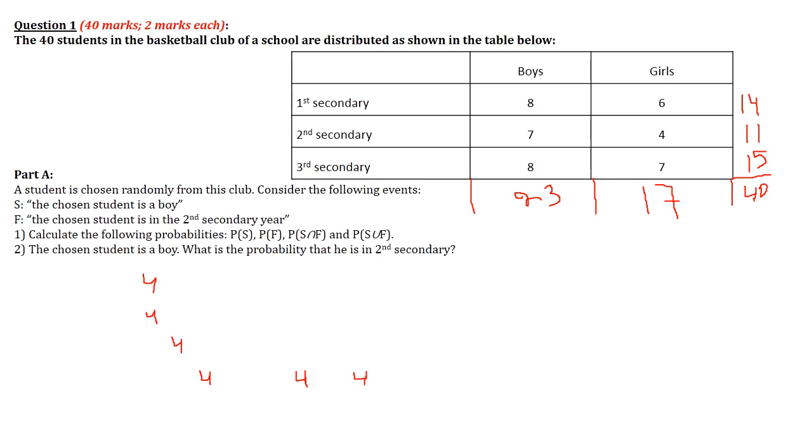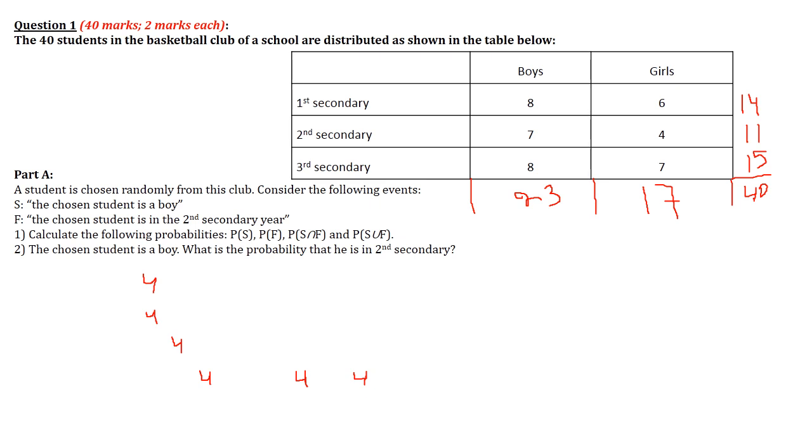In this video, we are going to solve an exam review worksheet, and we are going now to start with the first exercise. The 40 students in the basketball club of a school are distributed as shown in the table below. So we have boys and girls. These boys and girls are in the basketball team, and they are distributed in first secondary, second secondary, third secondary.